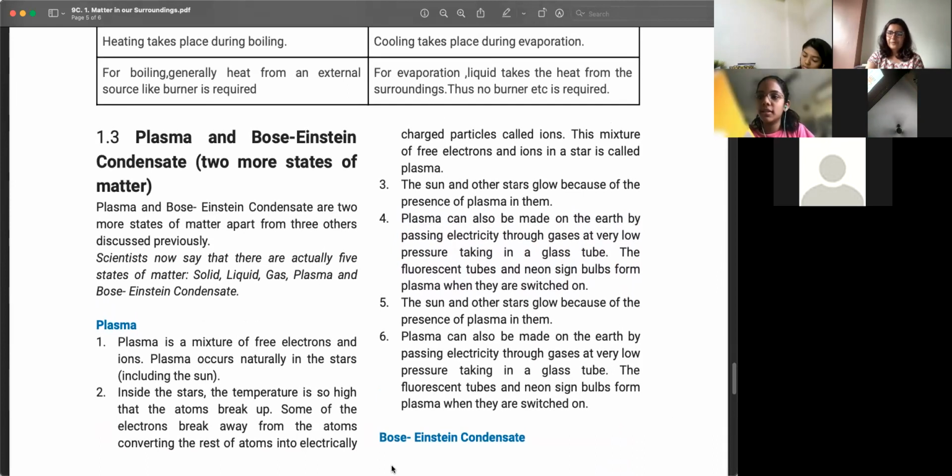In the school NCERT, it's given as extra information. I've never seen any question based on plasma, so you don't have to worry about that.